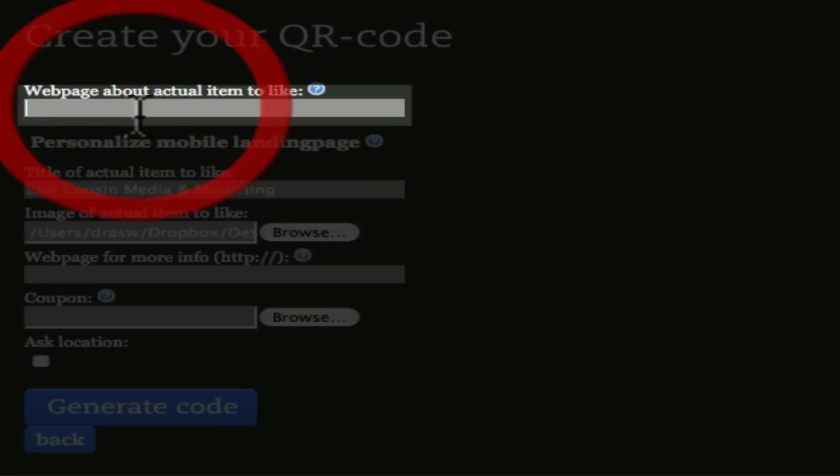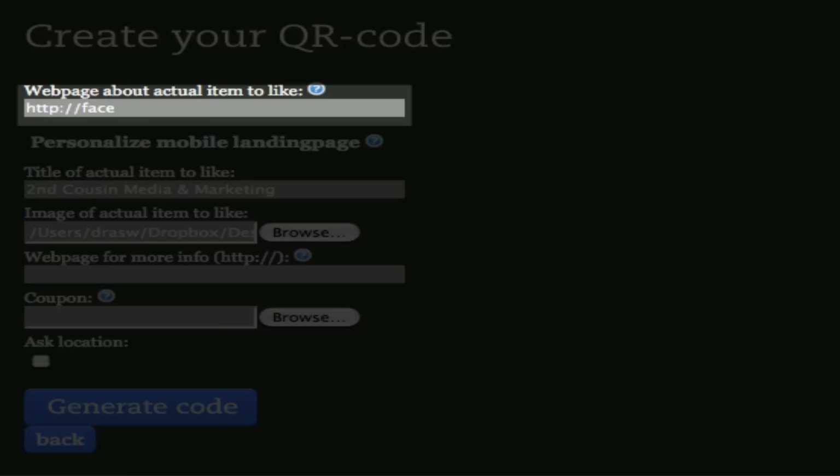Next thing we're going to put in here on the top is the web page that we want them to like. So what I'm putting in here is http://facebook.com/ second with 2nd, Second Cousin Marketing. You're going to put your Facebook local business page right in this slot over here.